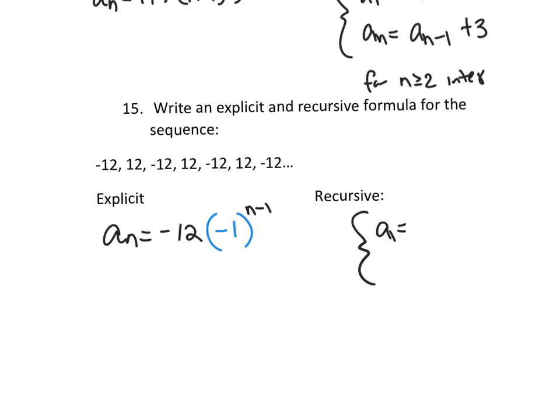A sub 1 equals the first term. And then to get the a sub nth term, you take the previous one, and then you multiply it by -1. And again, you can add for n is greater than or equal to 2 and n integer.